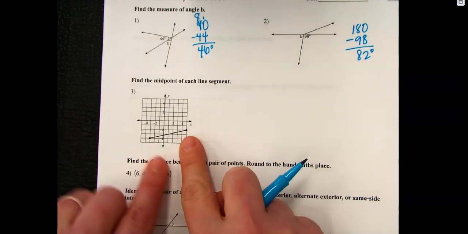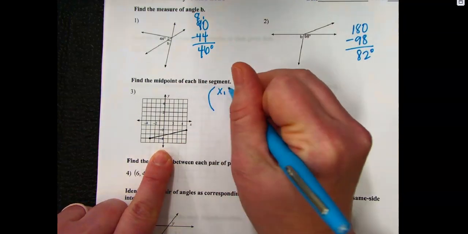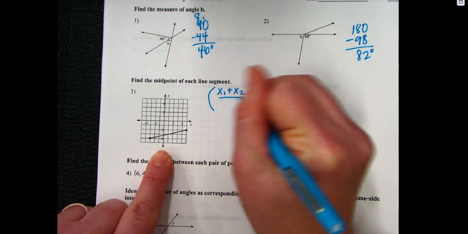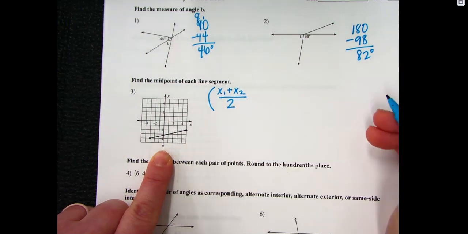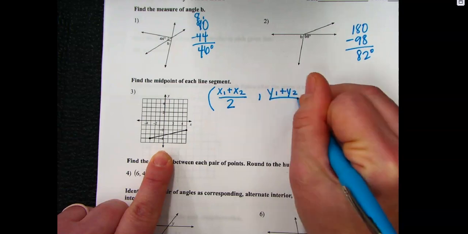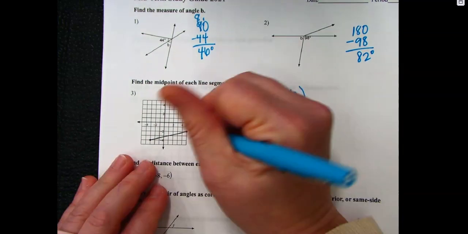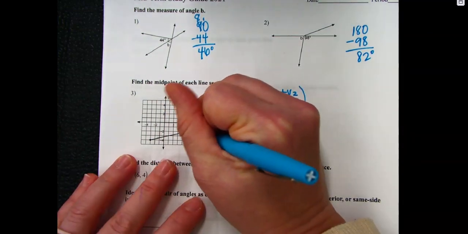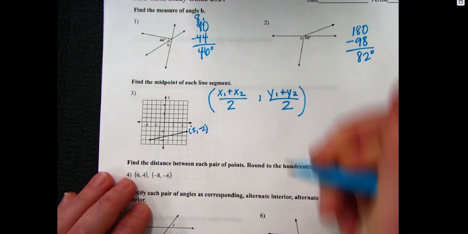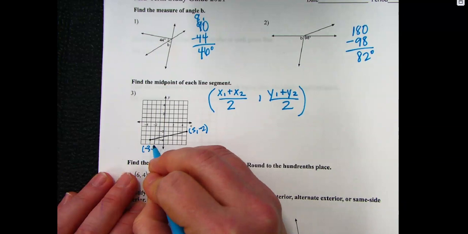Now this is your midpoint. If you don't remember your midpoint formula, it's x1 plus x2, or vice versa, it doesn't matter, divided by 2, comma, y1 plus y2 divided by 2, in parentheses. Your final answer is going to be an ordered pair. So you need to know these ordered pairs. This one is at 5, negative 2, and this one's at negative 3, negative 4.